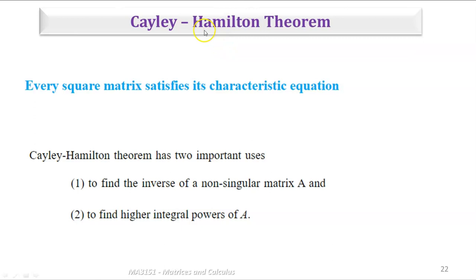Cayley-Hamilton theorem states that every square matrix satisfies its own characteristic equation. Any square matrix, that is all square matrices, satisfies its own characteristic equation. This is a one line statement.